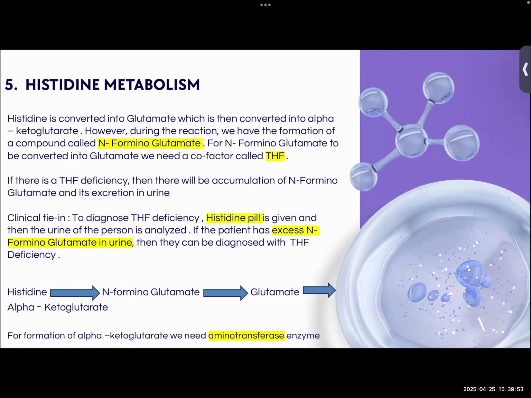And then the last step of the reaction, glutamate to alpha ketoglutarate, we need an aminotransferase enzyme to catalyze the reaction. Again, this one is a bit boring, I'm not going to lie, but you just need to remember the pathway. And again, the most important thing is N-formino-glutamate accumulation in the absence of tetrahydrofolate.